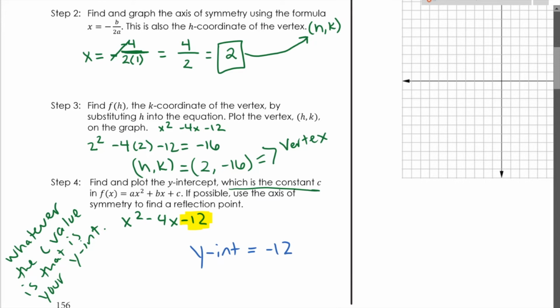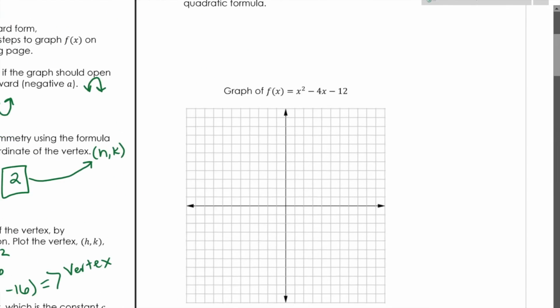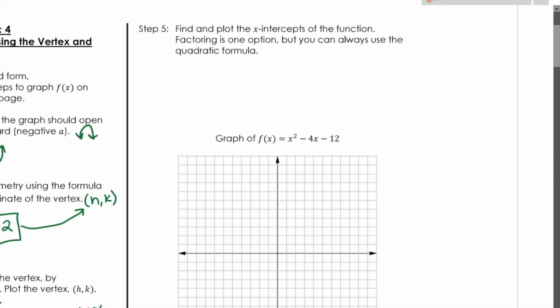So the ordered pair is going to be (0, -12), because that's our y-intercept. So far, we already have 2 points: we have the vertex, and we have the y-intercept. Okay, let's move on to step 5: find and plot the x-intercepts.